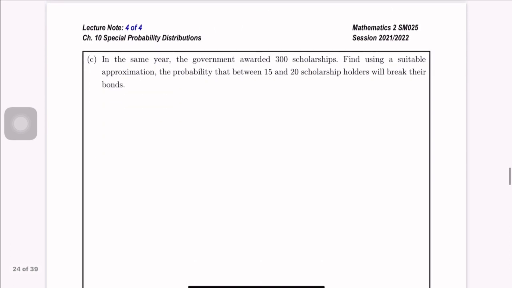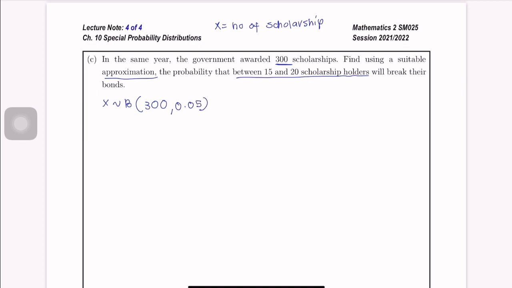Okay, so the last example. In the same year, the government awarded 300 scholarships. Find, using a suitable approximation, the probability that between 15 and 20 scholarship holders will break their bonds. Since we have defined X as the number of scholarship holders, we can again use the binomial distribution with n equals 300. So now our n is very big, 300. And our p is 0.05. Then we need to find X between 15 and 20.